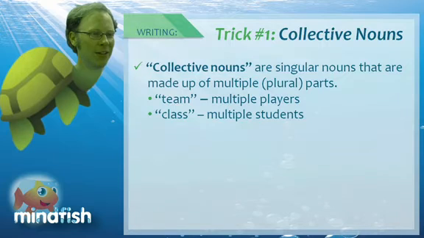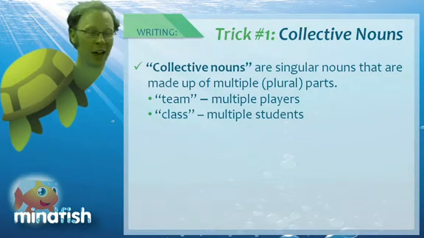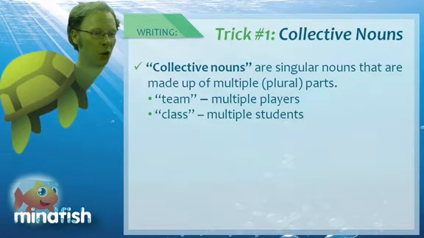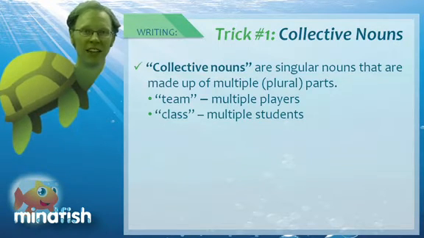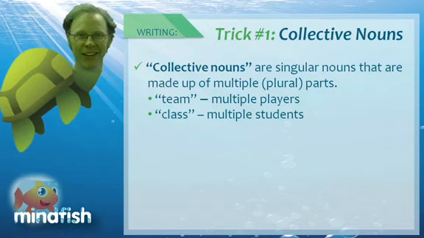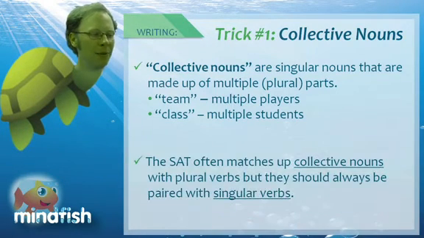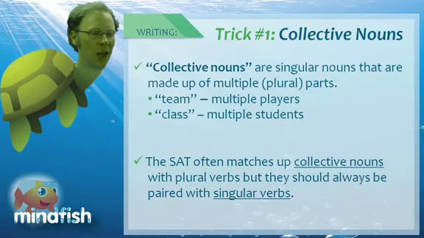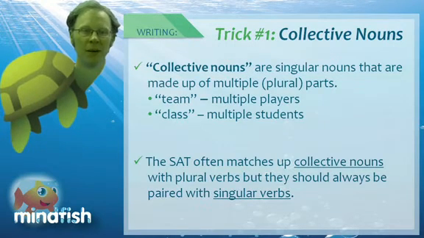The first trick that the SAT uses regarding subject-verb agreement is called collective nouns. Collective nouns are singular nouns that are made up of multiple or plural parts. For instance, the word team is singular, but a team is always made up of multiple players. The word class is also singular, but a class is always made up of multiple students. What happens with these questions is that the SAT matches up singular collective nouns with plural verbs. We need to be able to identify these situations and change them.